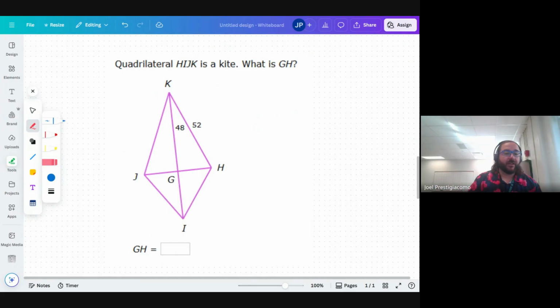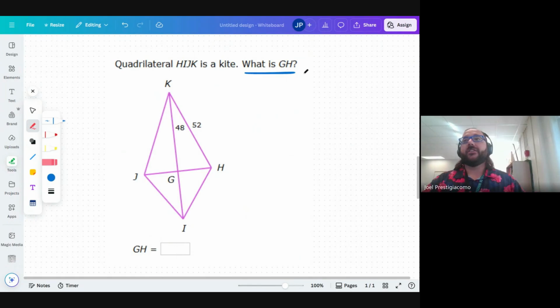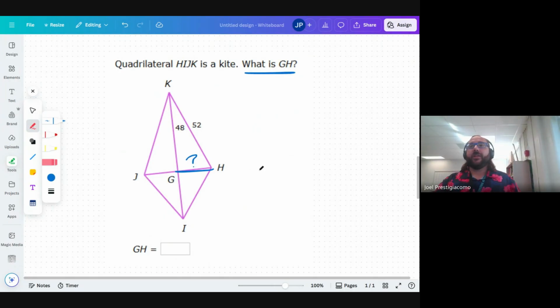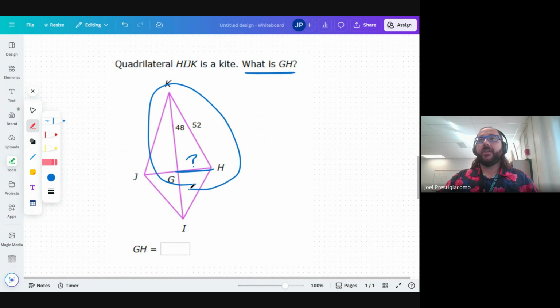Okay, so let's look at this other one here. We see a quadrilateral HIJK is a kite. Again, they're telling us it's a kite, so all of the properties of a kite follow along. What is GH? This is a little bit different than our other problem. We see KH here, and we have KG, and it's asking us for GH. So we want this side here. We don't know it. Now, if we look in this figure, these three sides together form a triangle.